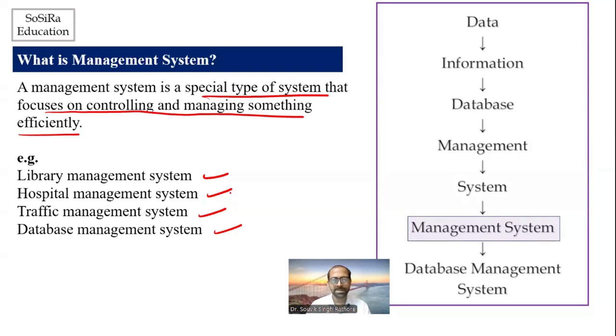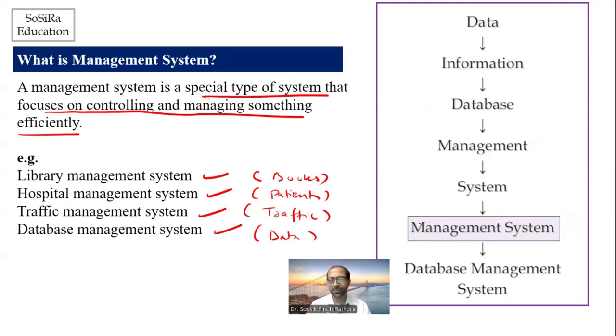So the library management system controls the flow of the books. The hospital management system controls the flow of the patient records, so that the diagnosis goes properly. The traffic management system ensures that the traffic flows smoothly. And finally, the database management system helps in managing data efficiently.